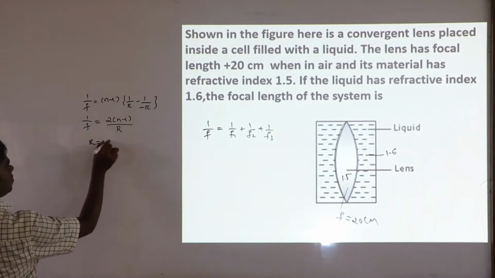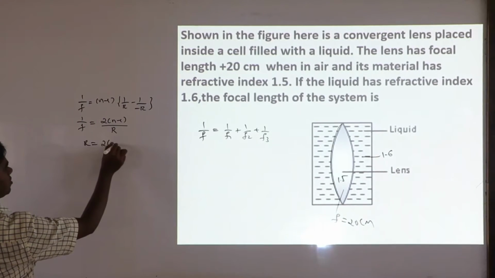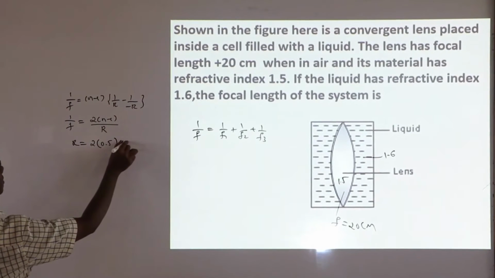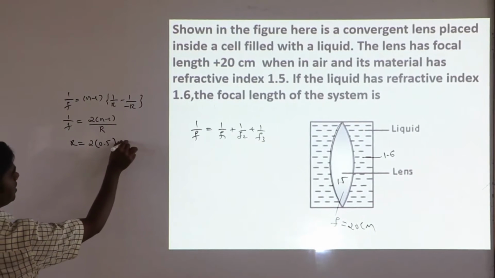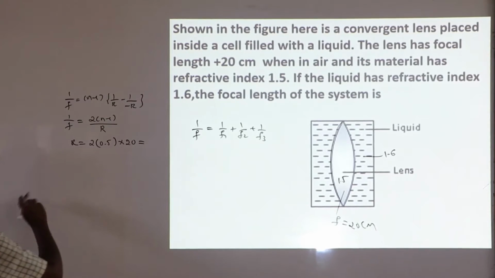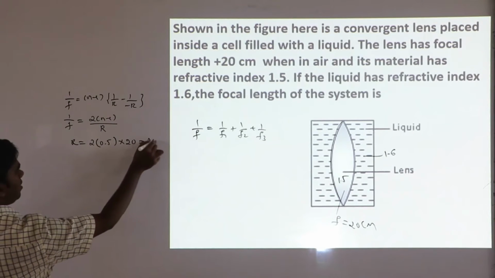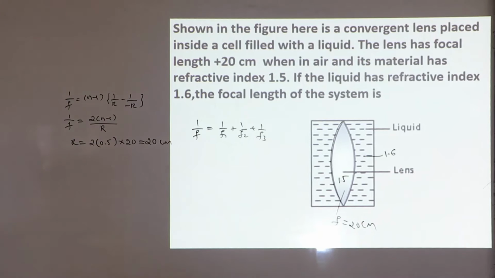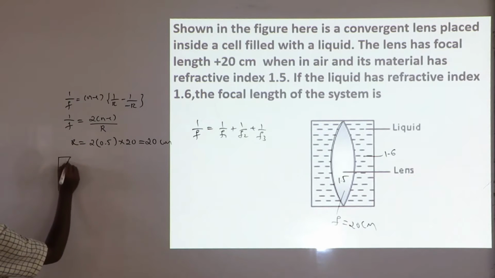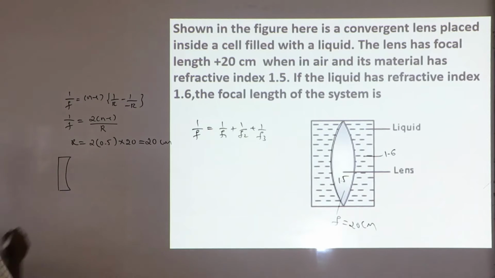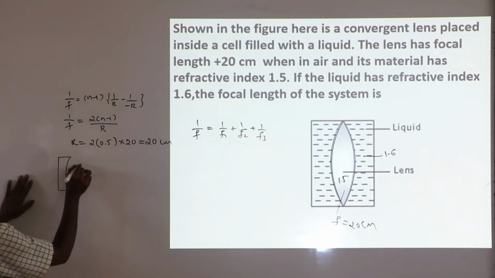So r = 2 into (1.5 - 1) into f, and f is given as 20. So this is going to be 1, and 20 centimeter is the radius of curvature. Now find the focal length of this lens. This is a plano-concave lens. Here the radius is r = 20.